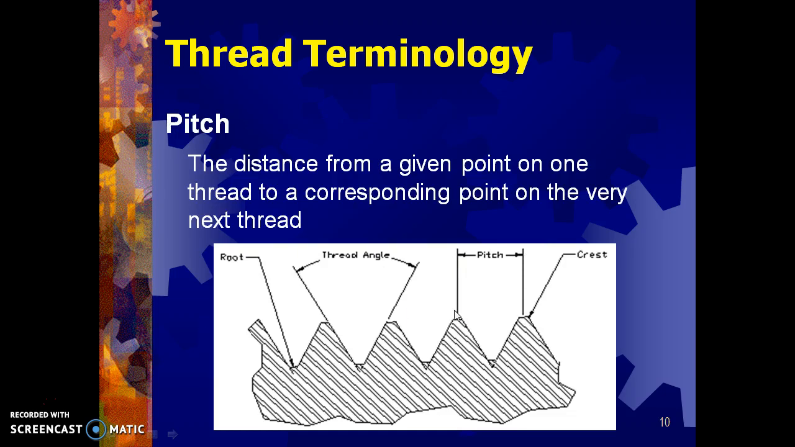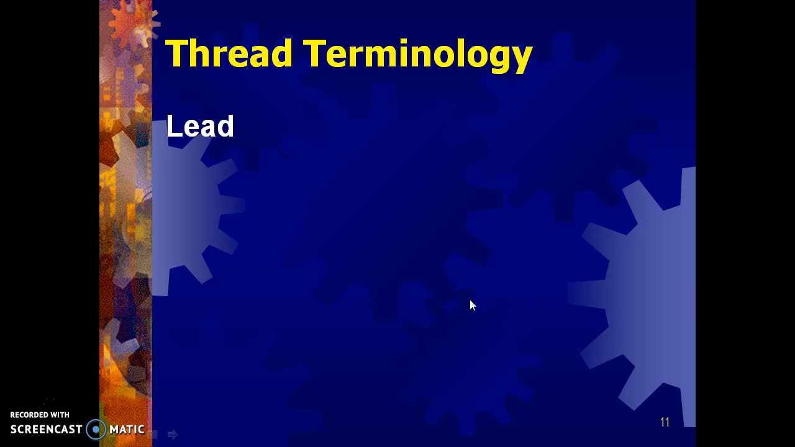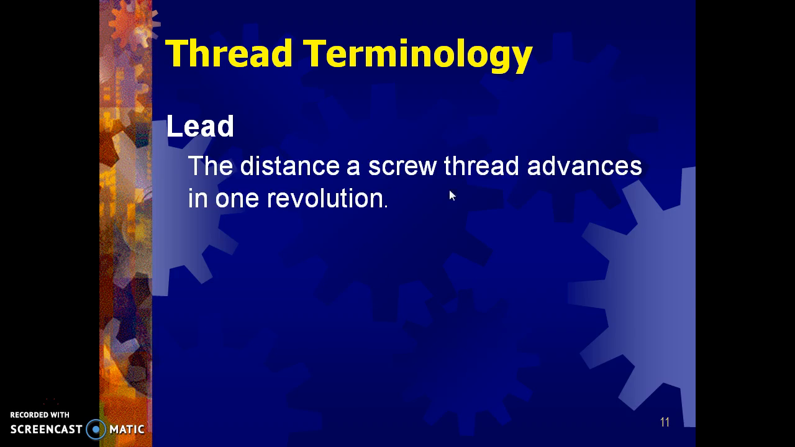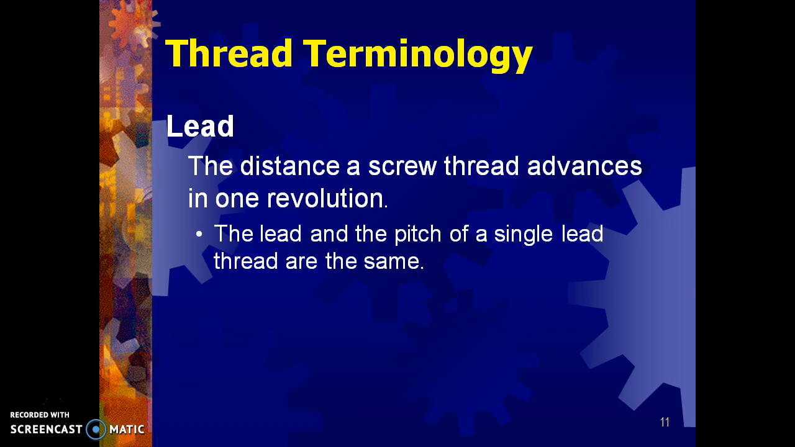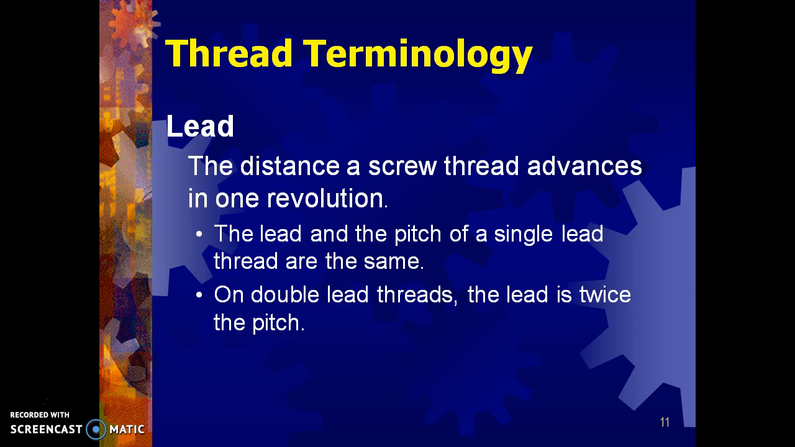Pitch is the distance between two consecutive threads at the top. This is the thread angle included between these two. This is the root, the bottommost portion, and this is the crest, the topmost portion. Lead is the distance a screw thread advances in one revolution, when you rotate once, how much it advances as motion. The lead and the pitch of a single lead thread are the same. For double threads, the lead is twice the pitch.